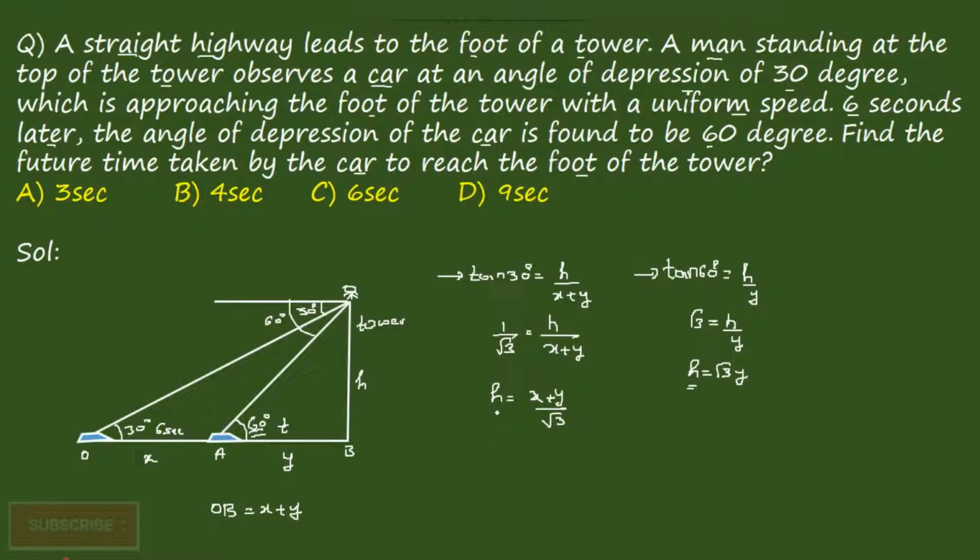Both are equal, right? So both of them can be equated. Then you get x plus y by root 3 is equal to root 3 y. Root 3 into root 3 becomes 3y. Then x plus y is equal to 3y, which implies x is equal to 2y. So x is equal to 2y, you got it.